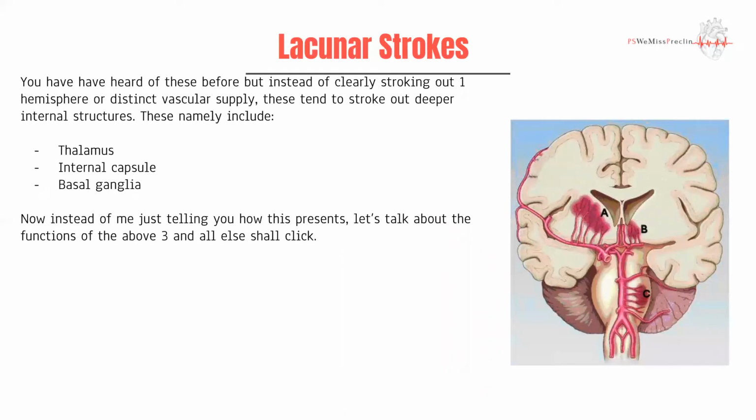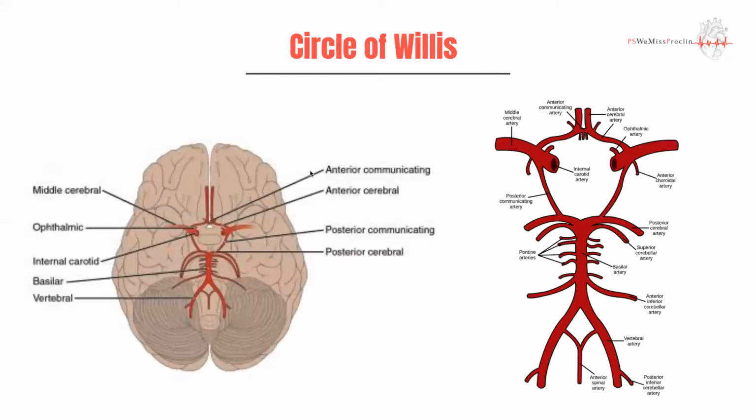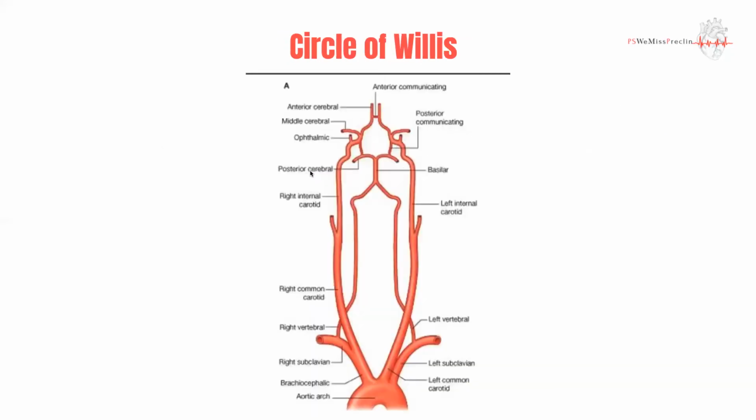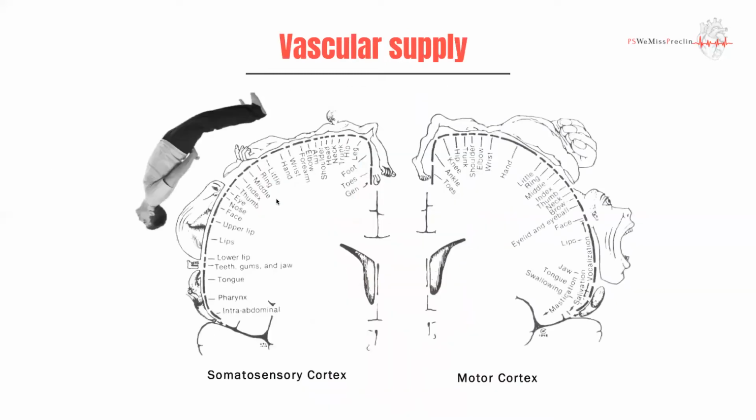Now let's talk a bit about lacunar strokes. This is where things start to get a bit tricky. Up till now we had these nice thick arteries, and usually we would have a thrombus or an embolus that just comes and clogs this, right? And then obviously you're not getting any blood down the tract. That presents with your typical strokes.